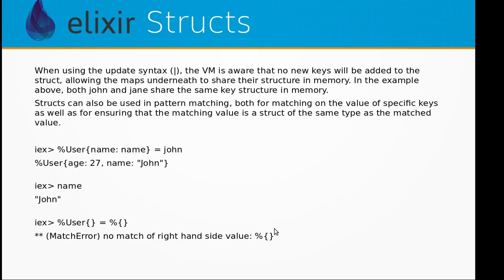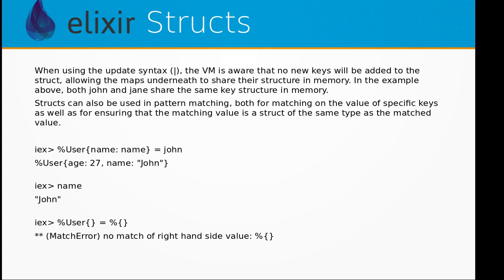When using the update syntax, that is the pipe sign, the VM, virtual machine, is aware that no new keys will be added to the struct, allowing the maps underneath to share their structure in memory. In the example above, both John and Jane share the same key structure in memory.